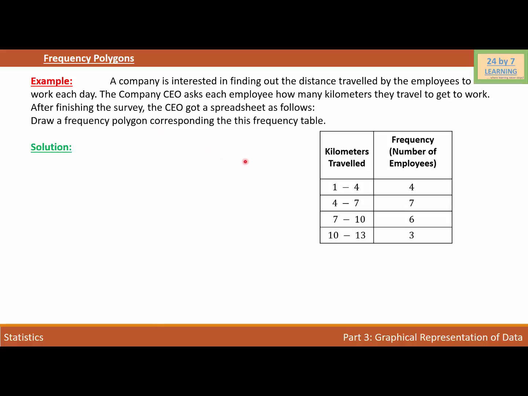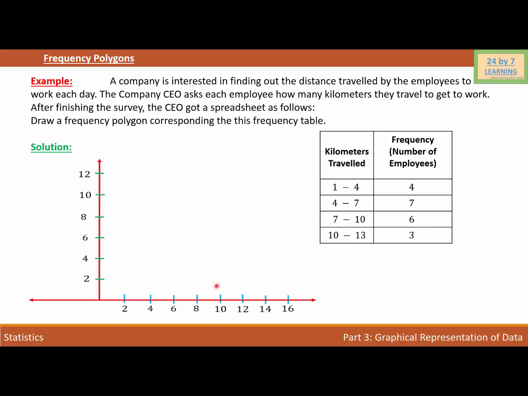In order to draw a frequency polygon for this data, we need to consider our graph, which is over here, where this is the x-axis and this is the y-axis. In order to plot a frequency polygon graph, we need to find the class marks, and the way we will find them is basically we will add the intervals over here. As you can see, the first number is always the lower limit, and the second number is the upper limit. So we need to find the class marks for each interval.